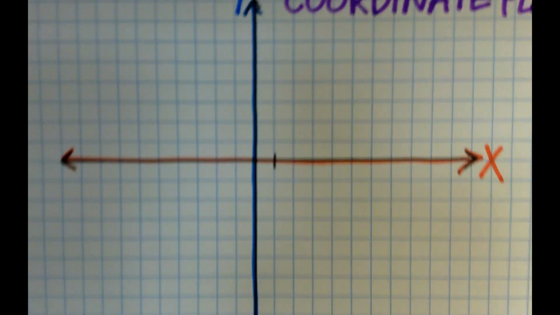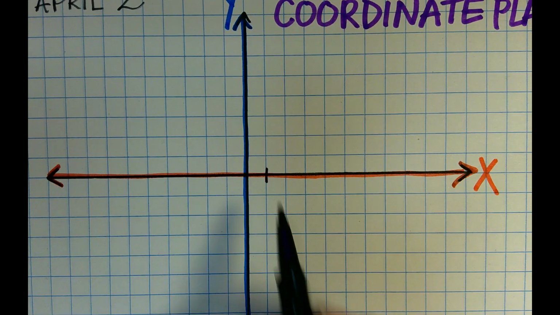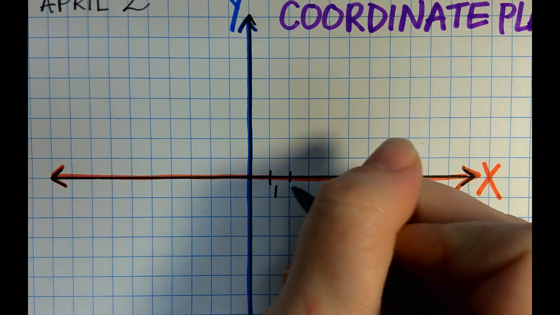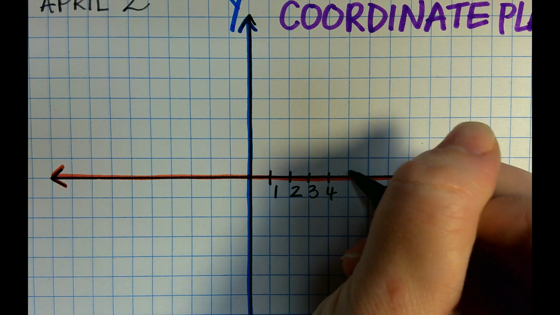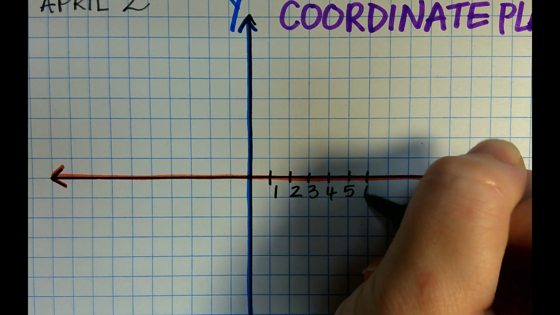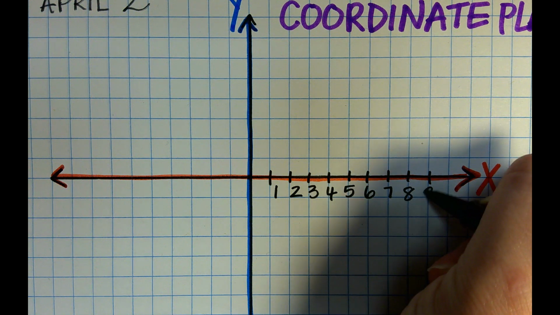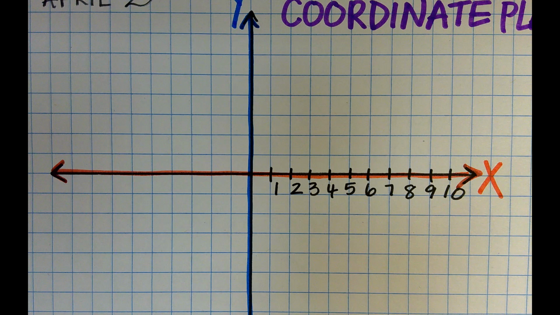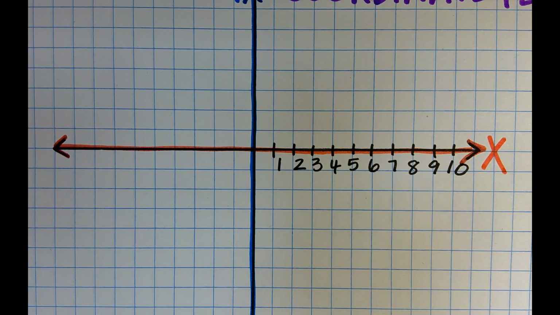And I'll zoom in so you can see really what I'm doing. And I'm just going to label very small numbers. This will be 1, 2, 3, 4, 5, 6, 7, 8. It doesn't matter if you have as many numbers as me. It's okay if yours only goes up to like 3 or 4. That's fine. But this is where the positive numbers go.